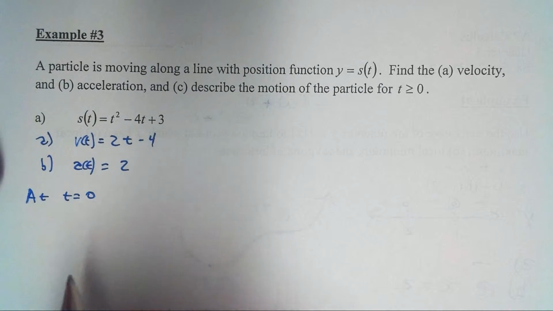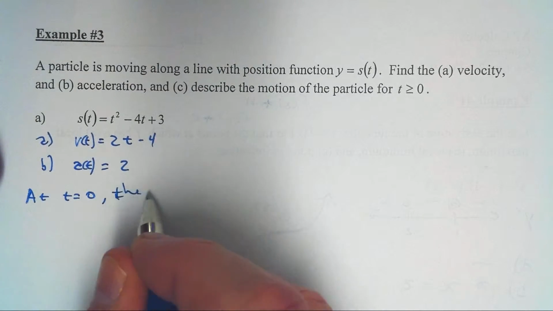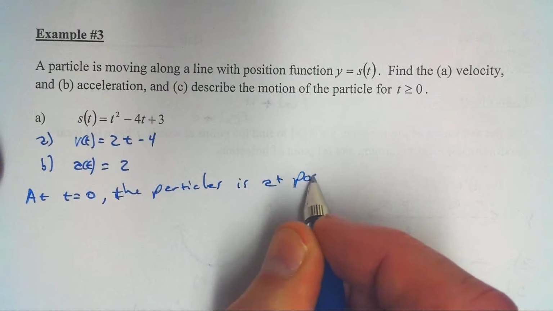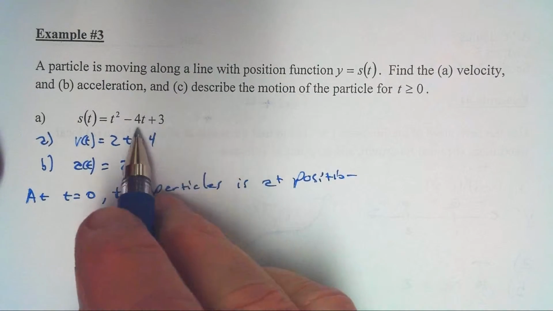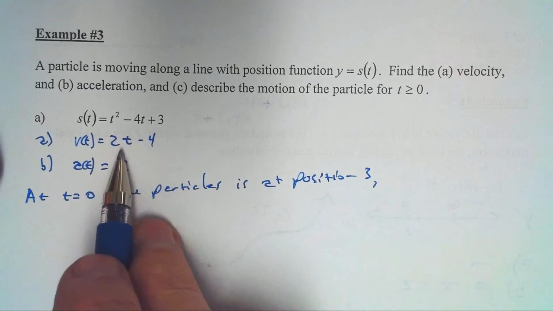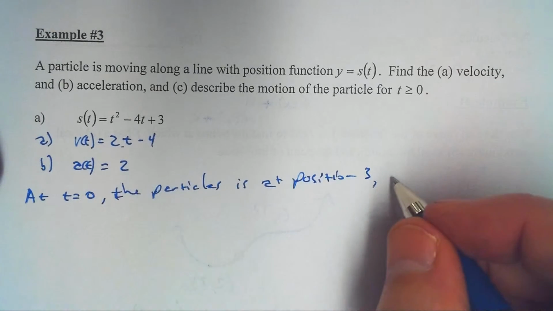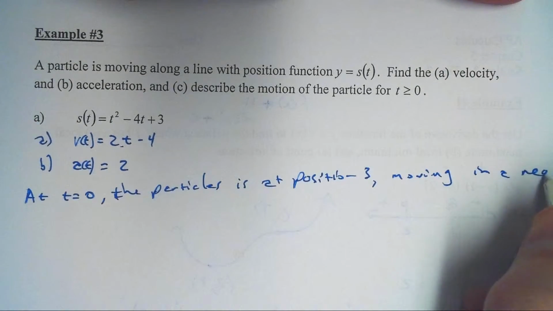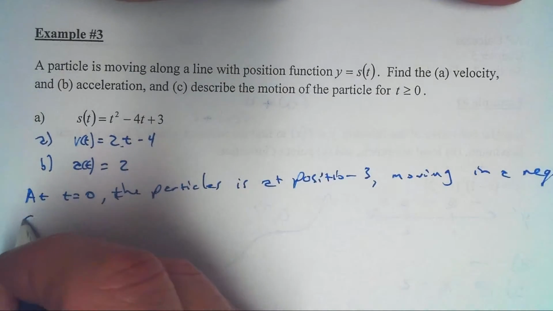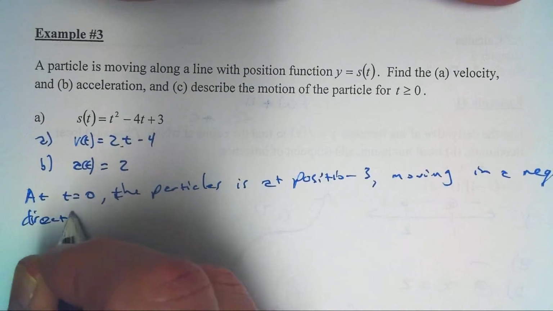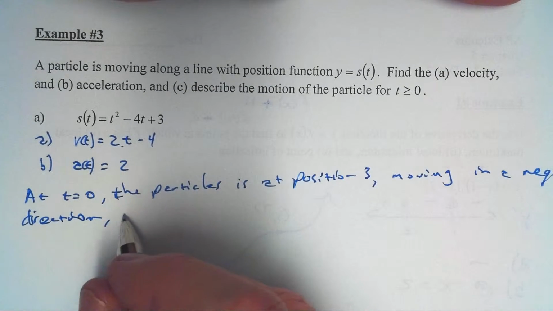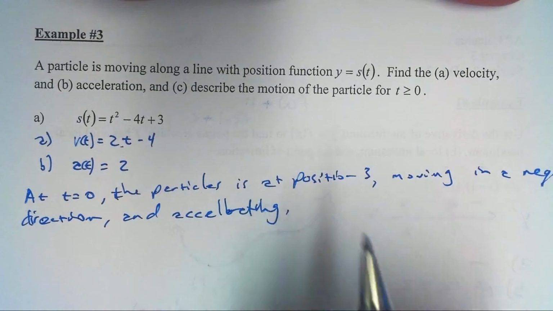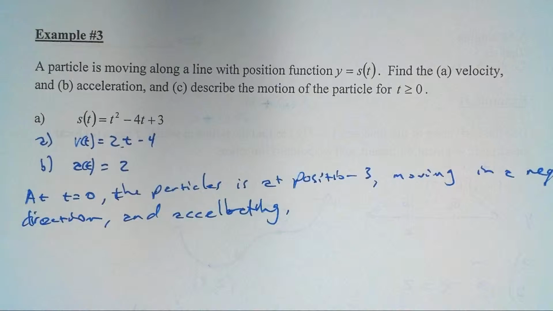So at t equals 0, the particle is at position, let's put in 0, 3. Velocity is -4, moving in a negative direction. Let's put in 0. And accelerating. Okay, that's terrible handwriting. And accelerating.